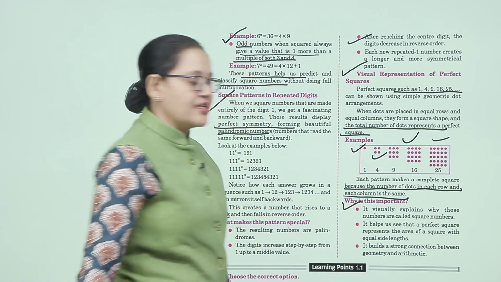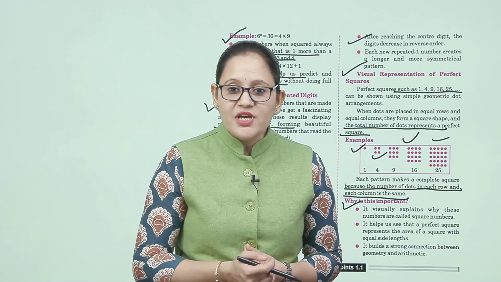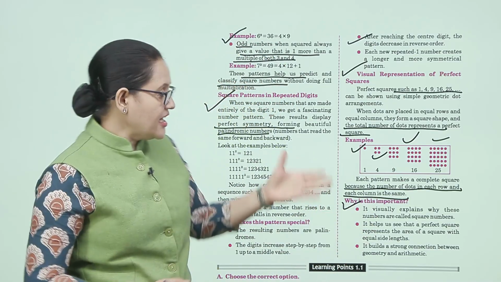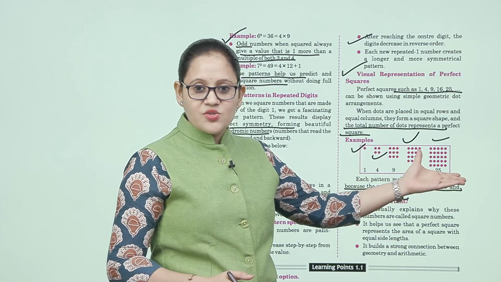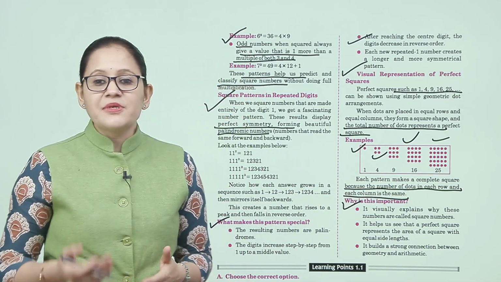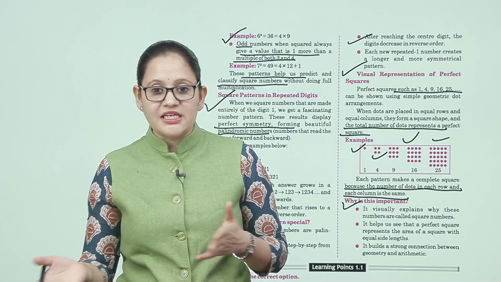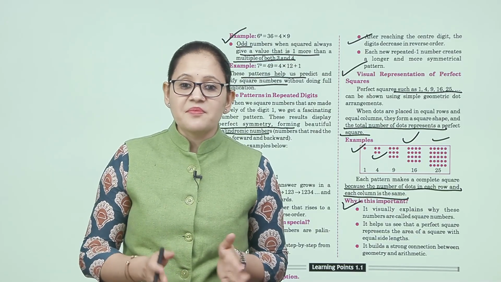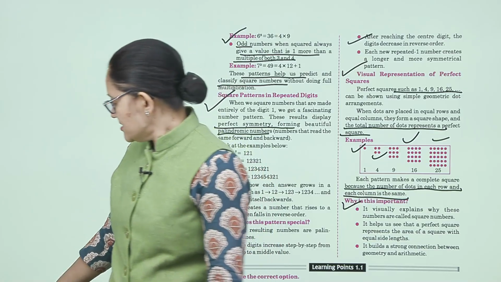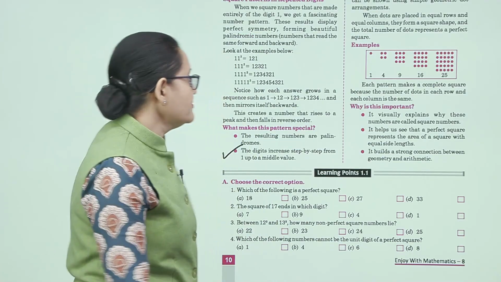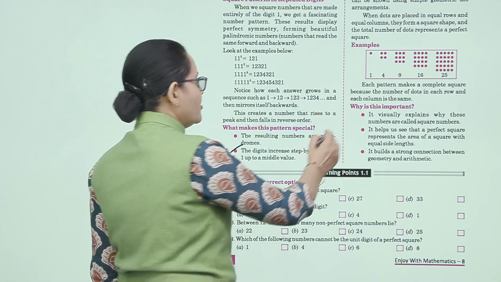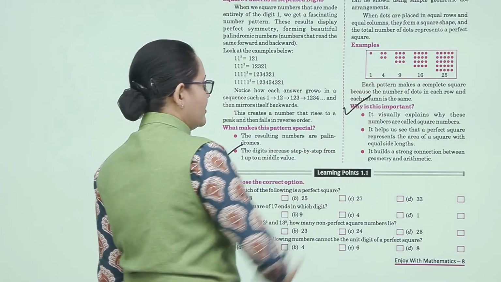Why is this important? It visually explains why these numbers are called square numbers, because we can arrange them in this pattern. It helps us to see that a perfect square represents the area of a square with equal side length. It builds a strong connection between geometry and arithmetic. So, this is why it is important.